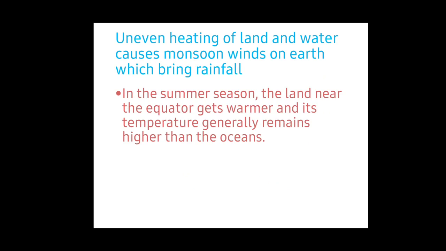Next situation, uneven heating of land and water causes monsoon winds on earth which bring rainfall. In the summer season, the land near the equator gets warmer and its temperature generally remains higher than the ocean. This one we have already learned in chapter 4 about the sea breeze and land breeze. The sea breeze and land breeze occur in a day, and here we are speaking about the season. Over the whole season, the temperature keeps increasing day by day, which causes the monsoon.